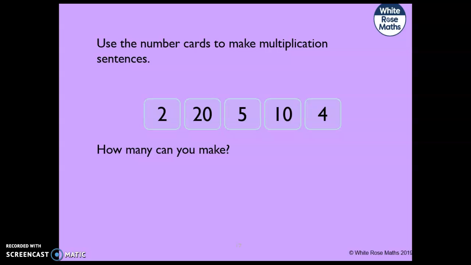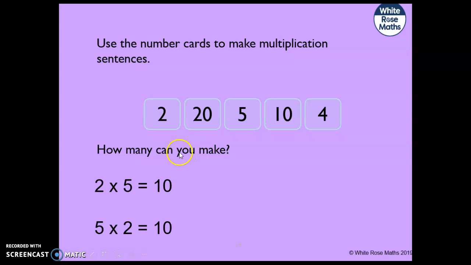With this, you've got to think about, right, what are the biggest numbers? Because with multiplication, the biggest number is normally the answer, which is normally at the end. So our biggest numbers are 20 and 10. And then we've got to look at the other numbers and think, right, well, what numbers times together to make these bigger numbers?